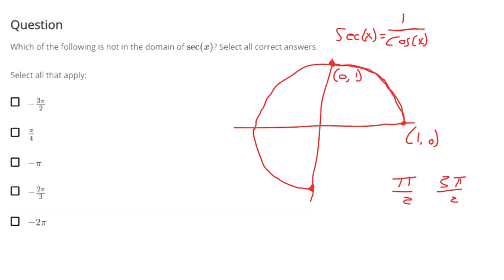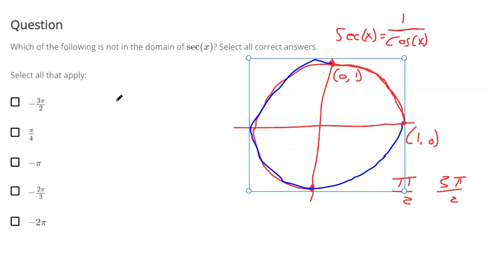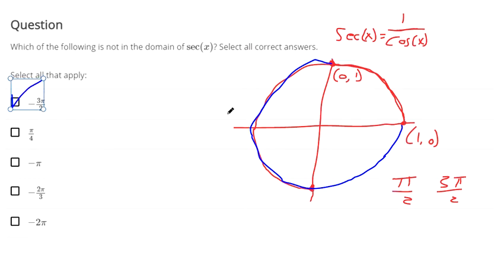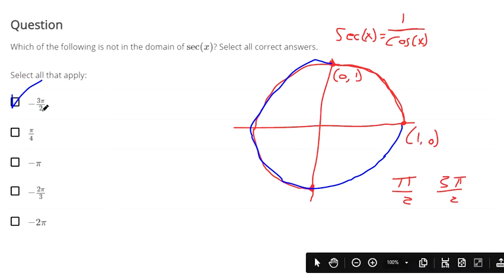But what if you rotate in a negative direction, like negative 3 pi over 2? It's negative pi over 2, negative 2 pi over 2, negative 3 pi over 2. That brings us to a place where cosine would be 0. Pi over 4 we said lands here, so that's not 0. Negative pi, that would bring you to negative 1 comma 0, so cosine would be negative 1 there. Negative 2 pi over 3, that's somewhere in between two dots. That means cosine's not going to be 0 there. And negative 2 pi, that's a full 360 rotation. Cosine would be 1 for negative 2 pi. So there's only one value here that is not in the domain of a secant of x.